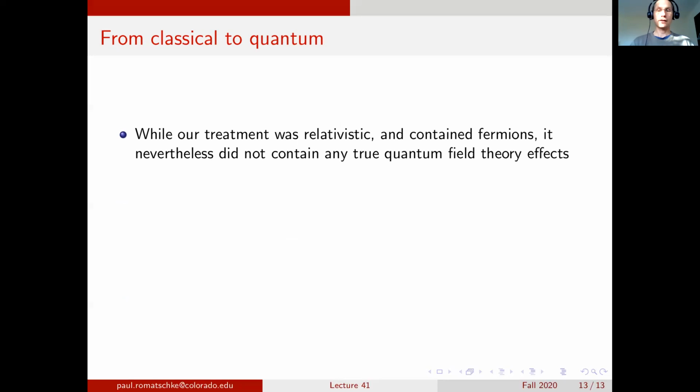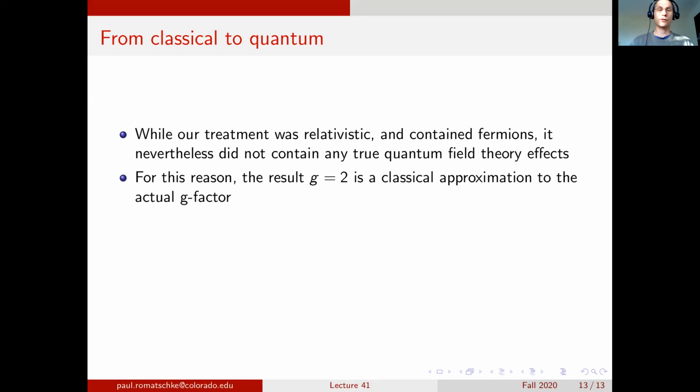Note that the treatment that we've done in this lecture is relativistic. It contains fermions, but it doesn't really contain any true quantum field theory effects. Some people do not call this classical because it contains fermions or because it's relativistic. There is some sense to it, but in our setup, it does not correspond to a truly quantum field theory treatment. So in that sense, it's classical. Therefore, the result g equals 2 is a classical approximation for the actual g factor.